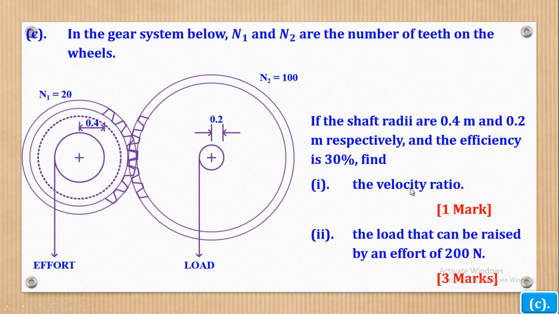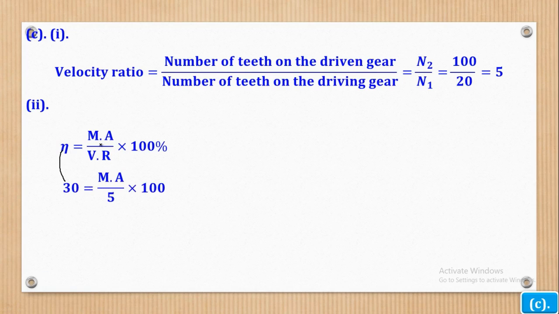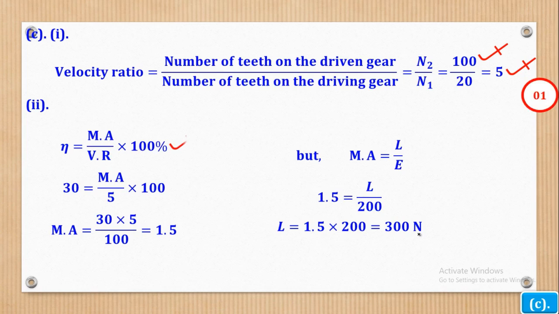So the good thing, we know the velocity ratio and the efficiency, so we are going to first calculate the mechanical advantage. So efficiency is given by that, and efficiency was 30, velocity ratio was 5, so therefore mechanical advantage will be 1.5. But I know that mechanical advantage is load over effort, therefore when I substitute and make L the subject, L will be 300 newtons, and that's the load they wanted. So that's how marks for this slide would be awarded.